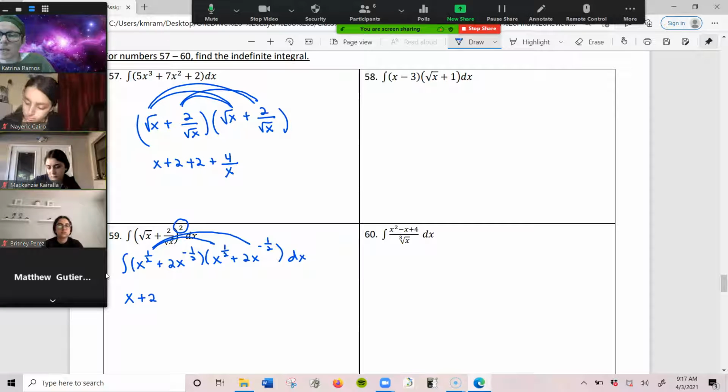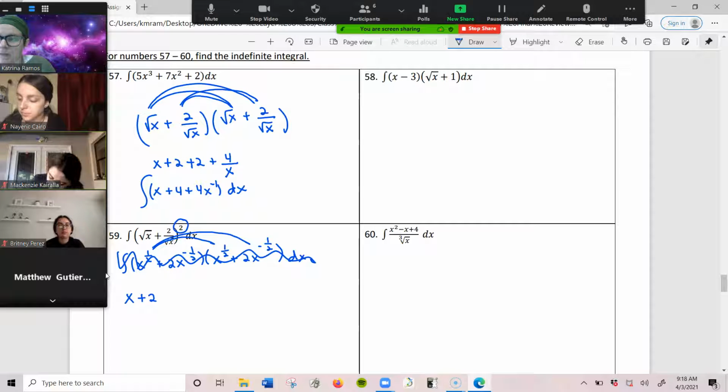So I'm going to scratch this out. Is that okay? Because I feel like this was actually a little bit easier, in my opinion. So then what this gives you is x plus 4 plus 4x to the negative 1. And now we can integrate this.